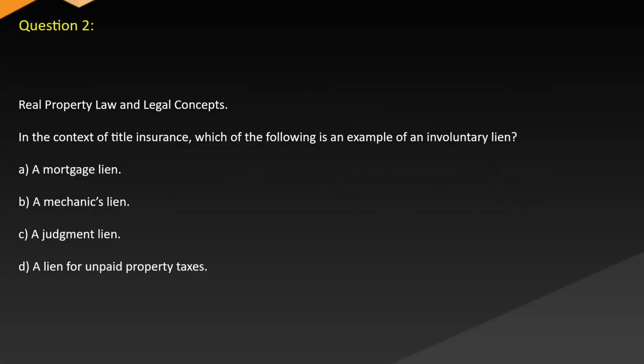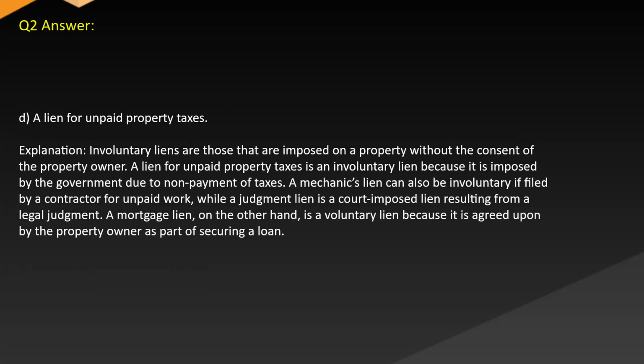Question 2. Real property law and legal concepts. In the context of title insurance, which of the following is an example of an involuntary lien? A. A mortgage lien. B. A mechanic's lien. C. A judgment lien. D. A lien for unpaid property taxes. Answer: D. A lien for unpaid property taxes.